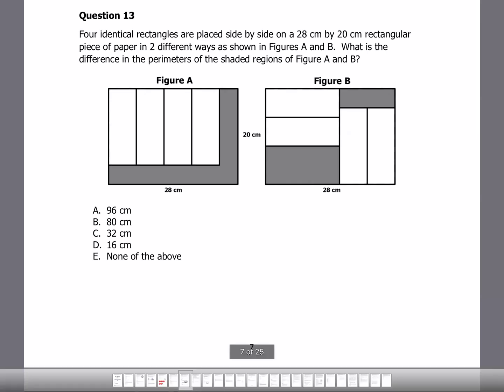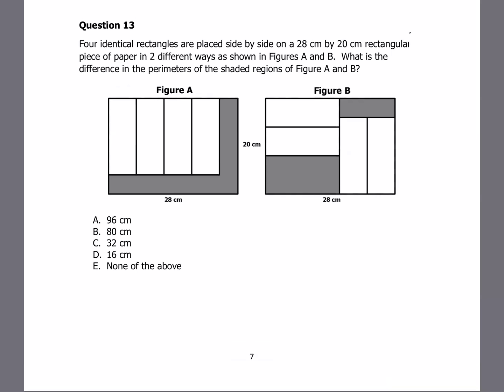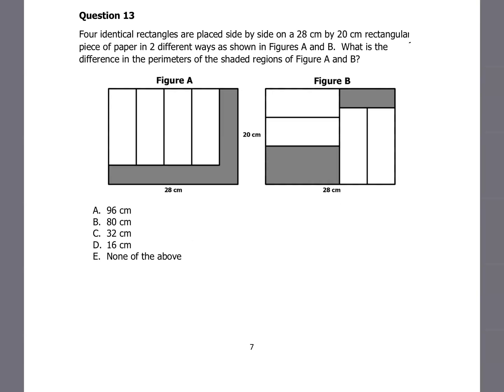Okay, so I'll give you the answer for this. Four identical triangles are placed side by side on a 28 cm by 20 cm rectangular piece of paper in two different ways as shown in figure A and B. What is the difference in perimeter of the shaded region of figure A and B? So we'll find the perimeter of figure A.